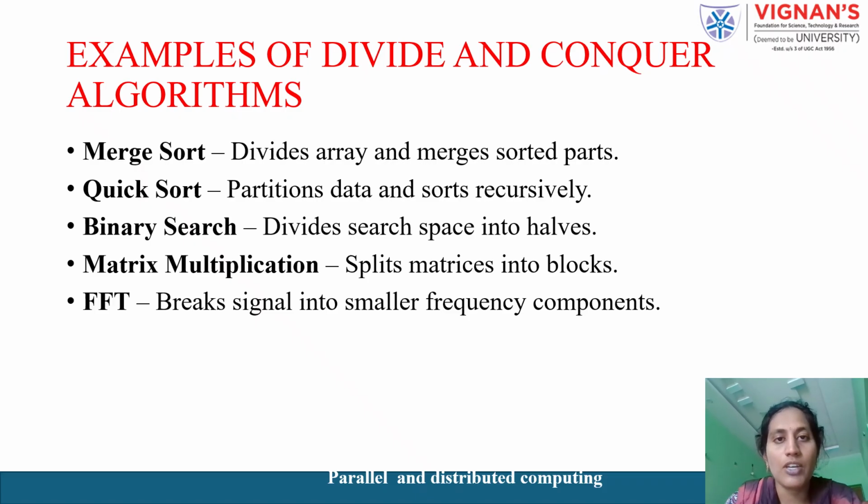Coming to matrix multiplication, two matrices are given and it splits the matrices into blocks. The time complexity of this matrix multiplication is O(n cube). Coming to FFT, FFT is nothing but fast Fourier transform, which breaks down the signals into smaller frequency components. The time complexity of FFT is O(n log n).